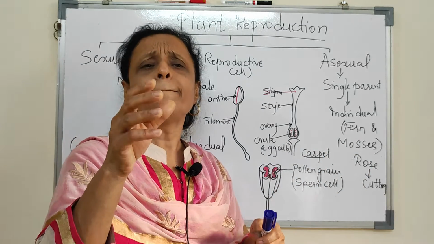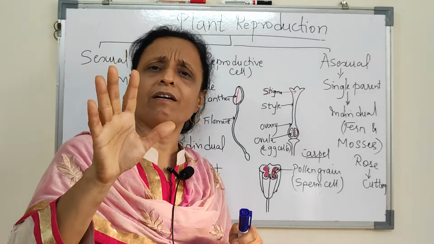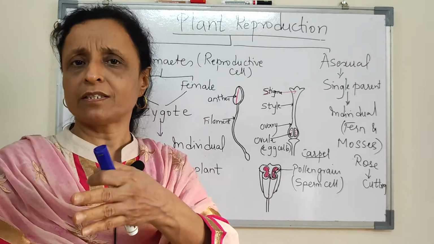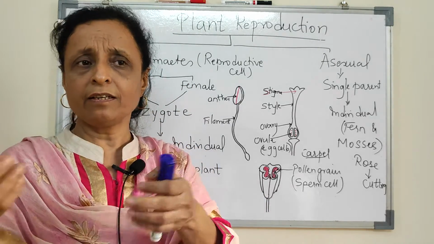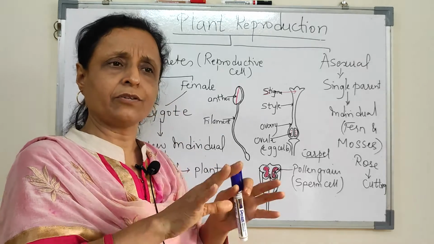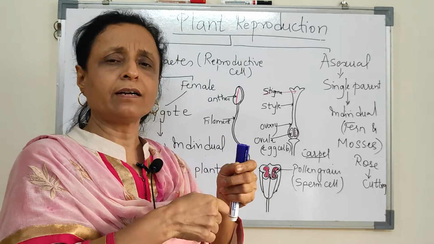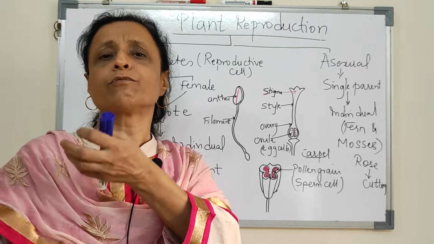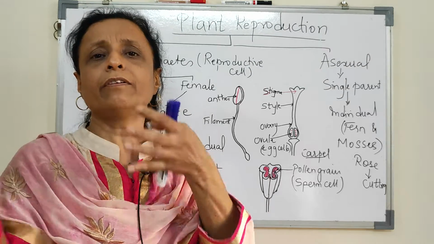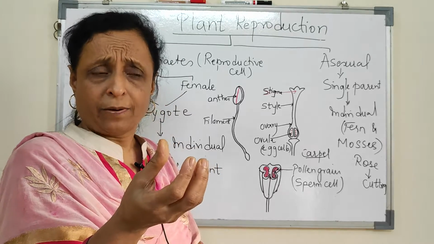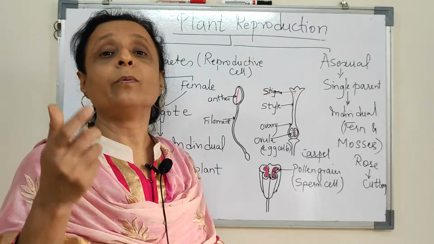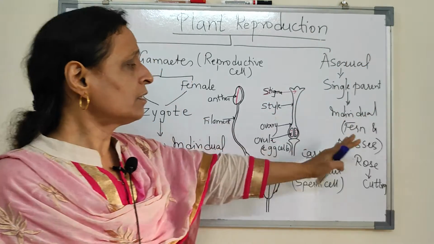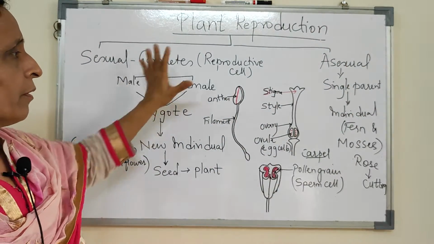Sometimes, some plants which have flowers can still reproduce vegetatively, asexually. Like you take a rose plant, it has flowers, but you cut a stem and put it in sand, and it gives rise to a full plant. So even the plants which have flowers can reproduce asexually. So these are the two types of reproduction.